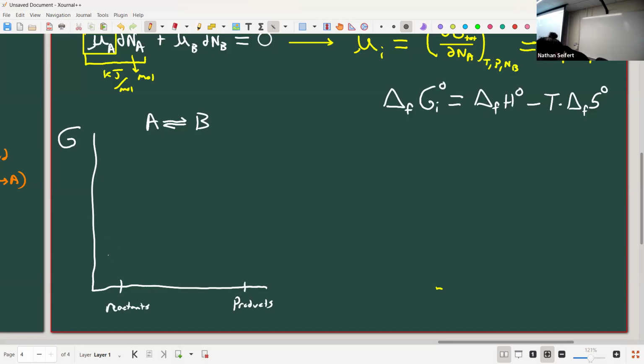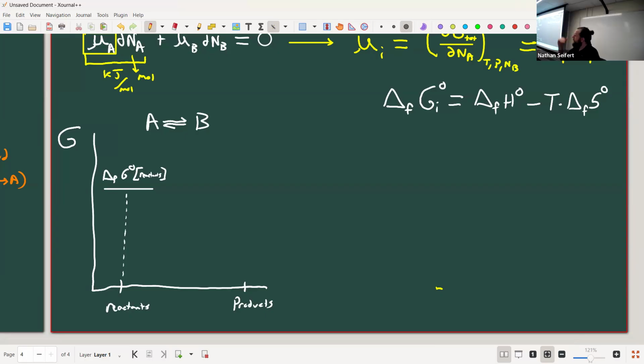All right. So let's just say, for instance, that the reactants are less stable than the products. So the reactants have some Gibbs free energy of formation right here. So this is delta F G of the reactants, times the number of moles of reactants that I have in my system, which we're just going to assume is 1.